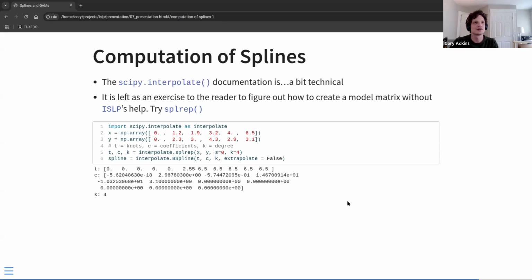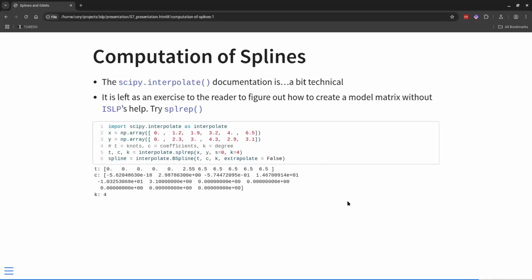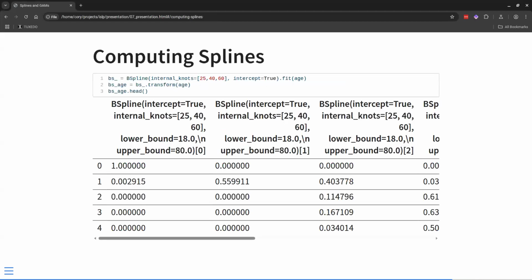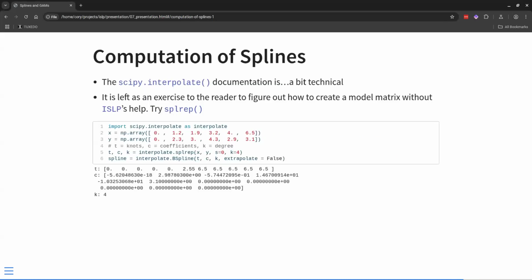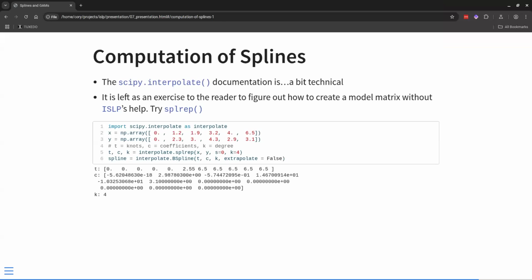So you put in your inputs, your features, your response variable, you put in the smoothing parameter, you put in the degree, and then you get out your knots, coefficients, and degree. And then you feed those into the actual B-spline. Yeah, interesting.